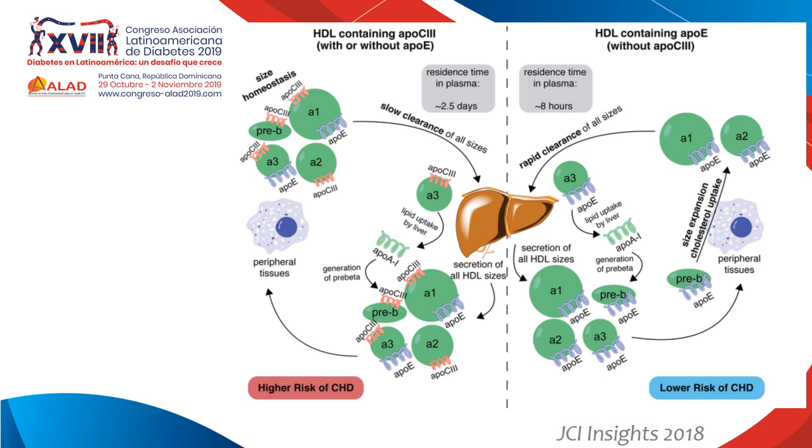So this is a busy slide, and I also want to encourage you to go and read the paper, but what we have here is a sort of a map of how each different size and apolipoprotein type of HDL is produced, is metabolized, and eventually retaken up. And how is the situation when you have a higher risk of CHD, and how is it when you have a lower risk of CHD?